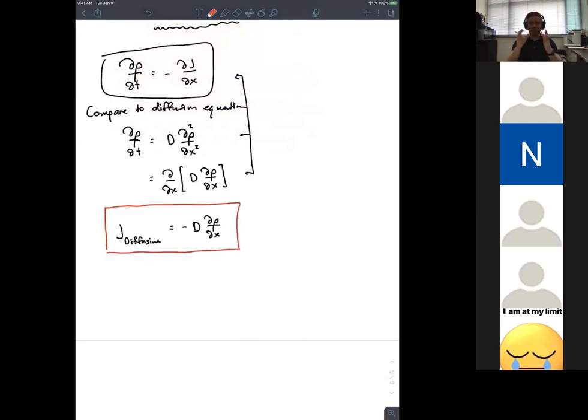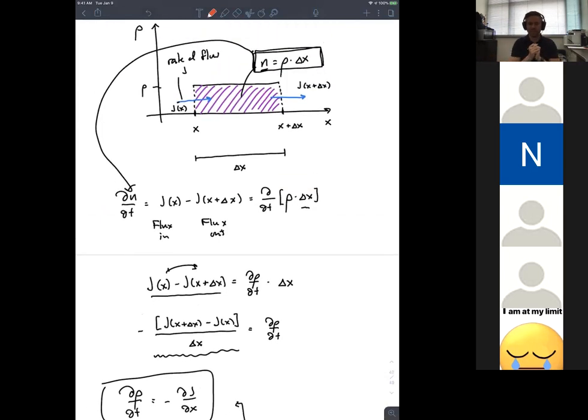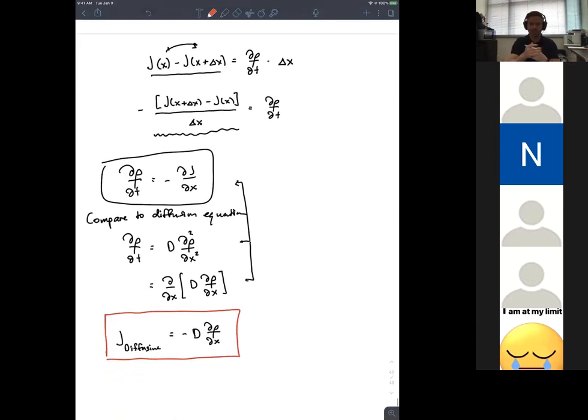Okay, so in other words, the flow of particles in and out of that volume is a consequence of diffusion. And you can quantify essentially the rate at which diffusion is happening by this flux. And the diffusive flux is just equal to minus the diffusion constant times the spatial derivative of rho. All right, make sense?